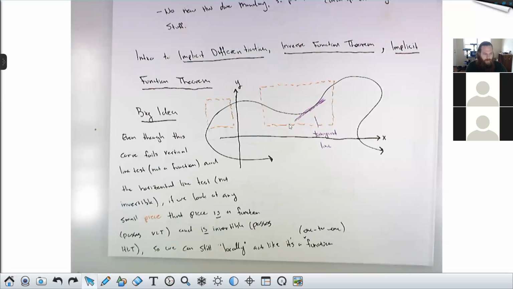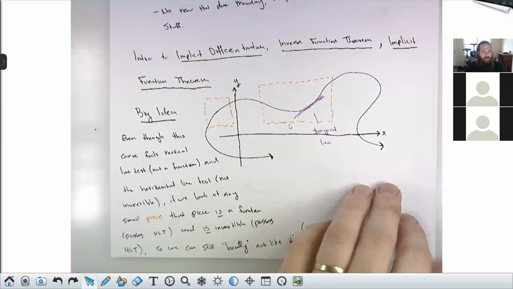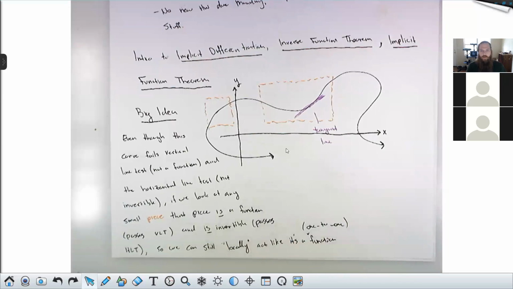So let me show you a concrete example here, and I think that'll make this a little bit easier to understand. Is anybody still writing here, or do we want to talk any more about this kind of big idea stuff?